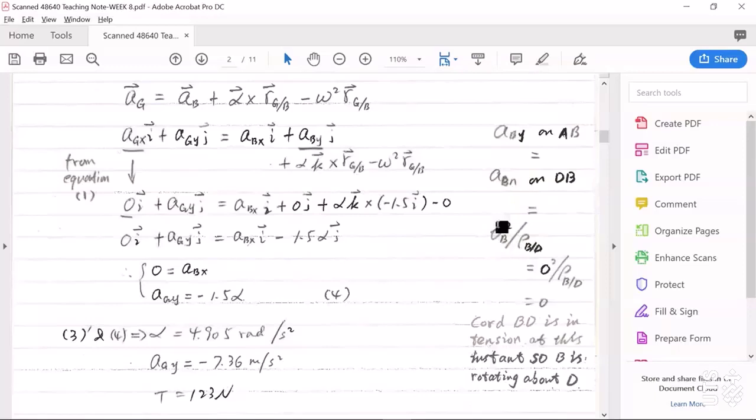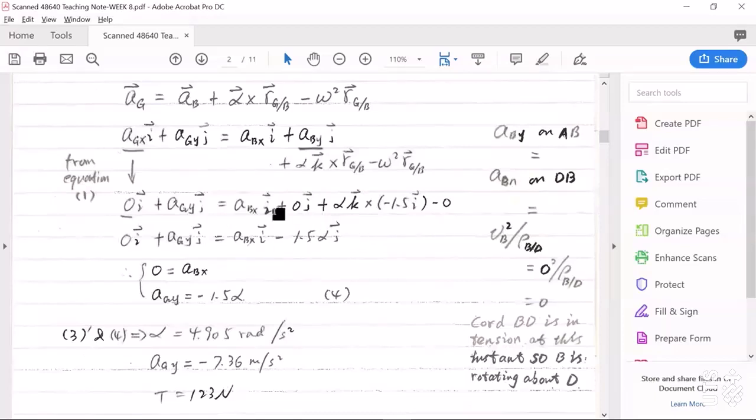Because VB at this moment is 0, this means ABN will be 0. If ABN is 0, then ABY must be 0. So in this way, we can eliminate one unknown parameter, ABY. Okay, so finally, we get this vector equation.